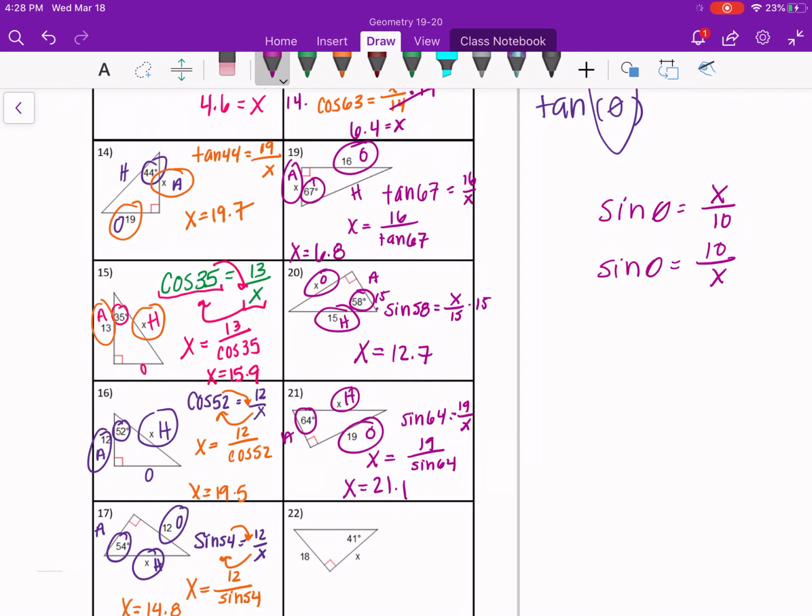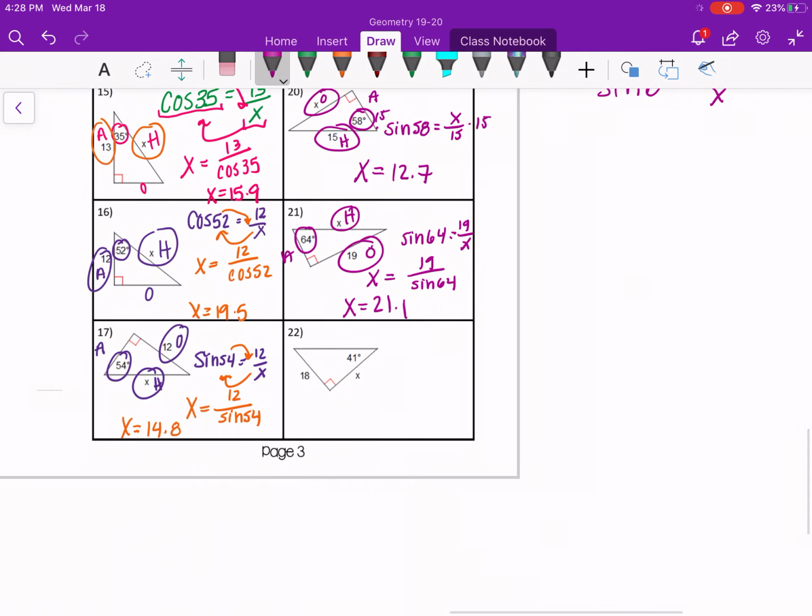So, last one. We've got H, we've got O, we've got A, we've got O and A. So we're going to use tangent of 41 equals opposite over adjacent. Switch them around. We had a ton of these this time. Tangent of 41. Run that through on your calculator really quickly. And we finish with x equals 20.7.